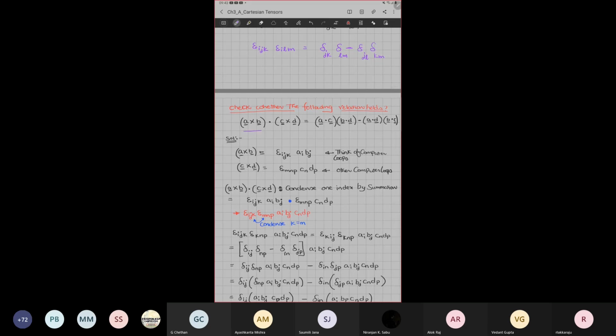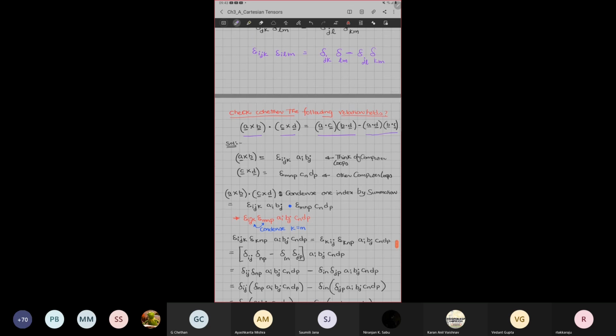So A cross B dotting with C cross D, and we would like to show that it equals A dot C multiplied by B dot D minus A dot D multiplied by B dot C. How do you show that at your +2 level? If this kind of relation I would like to show, can one of you really tell me?